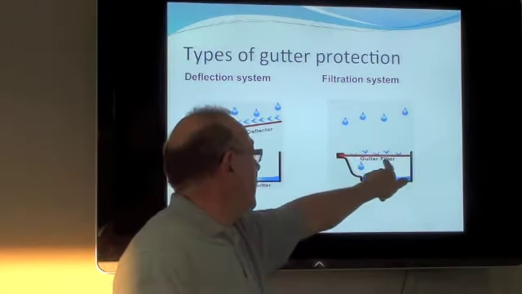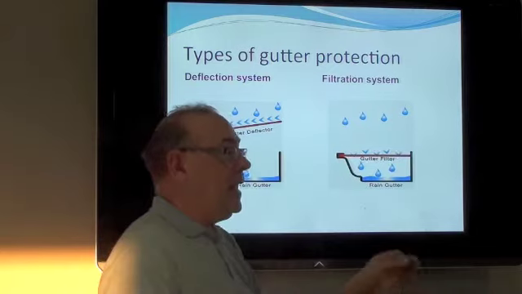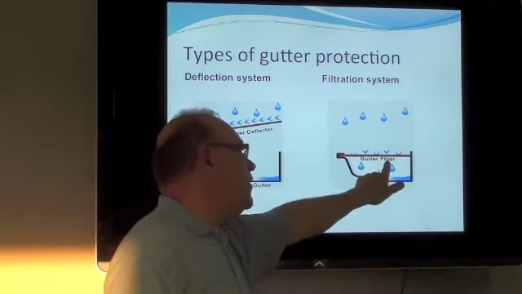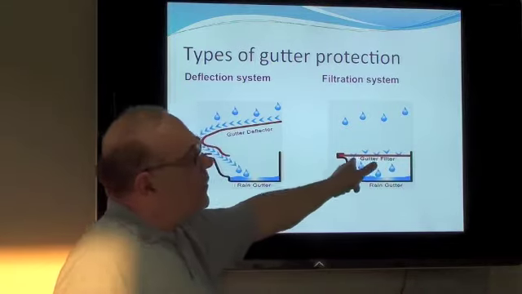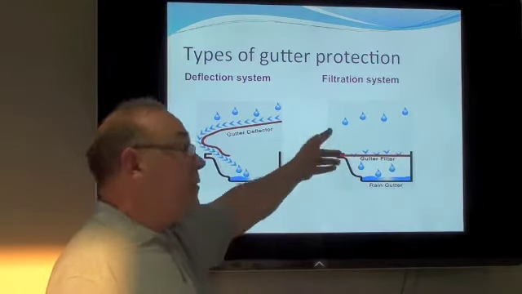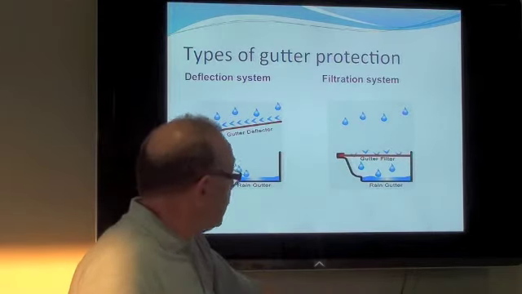The other one we're most familiar with is the screening, which is the holes or the netting. The screenings are getting finer and finer. It's a lot less expensive with this system, however, it's not nearly as effective and there is some maintenance required. But it will straighten out the worst debris.